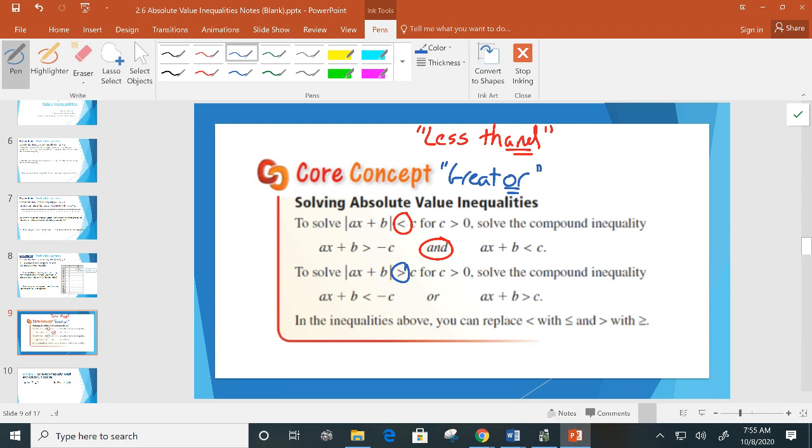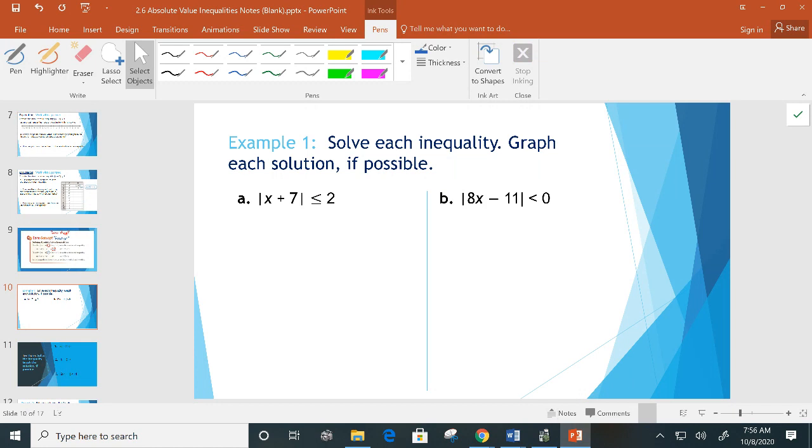So you want to think less than, it's going to be an and compound inequality. Greater than or greater than or equal to, it's going to be an or compound inequality. When we're dealing with these absolute value inequalities, we're going to write our two separate cases, and then we're going to go ahead and solve like we normally would. So let's go through some examples.